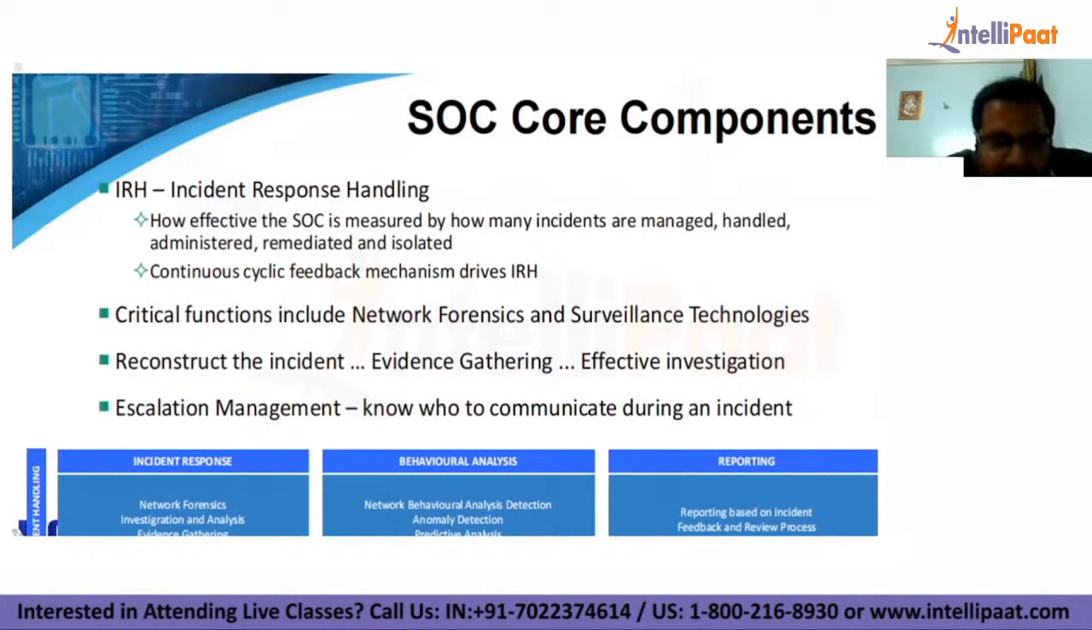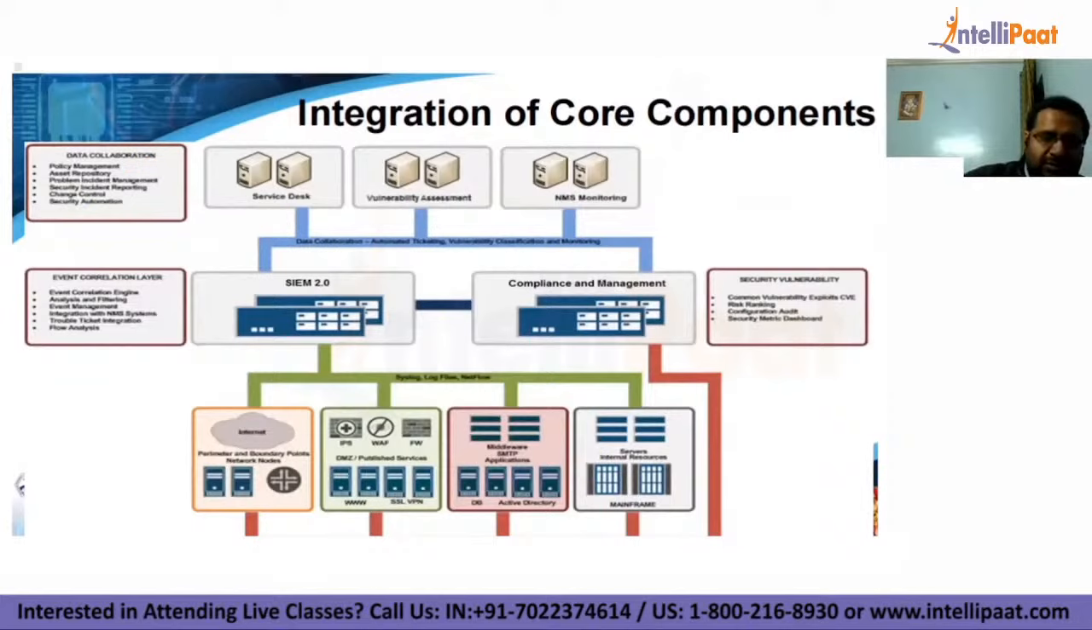So the whole idea with the SOC core components is that incident response handling is the major thing that drives this, and the sooner it happens, the better. The critical functions are definitely network forensics and surveillance technologies, because with the help of network forensics, you can discover threats, and even before any such packets get routed, you can block them at that layer itself. How do you integrate all these core components?